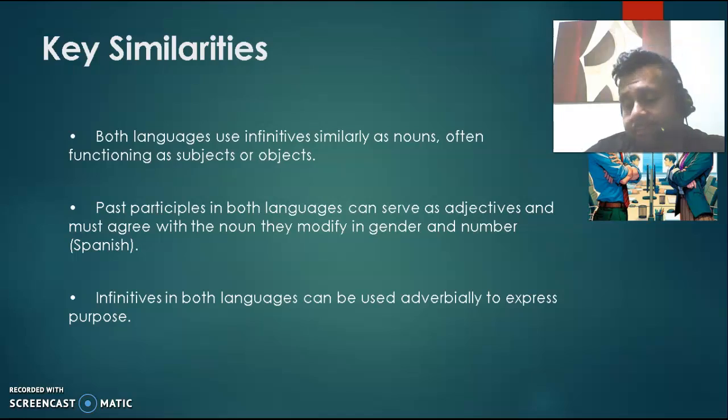That's some of the differences that we can see. Now the similarities that we have between English and Spanish. For example, both languages use infinitives similarly as nouns, often functioning as subjects or objects. Past participles in both languages can serve as adjectives and must agree with the noun they modify in gender and number. In both languages, infinitives can be used adverbially to express purpose.